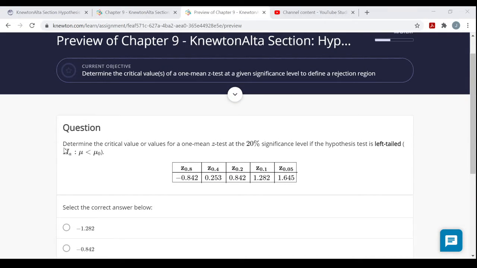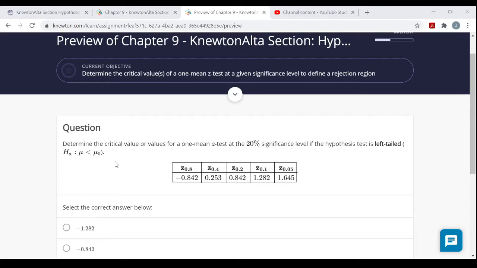Here we're asked to determine the critical value or values for a one mean z-test. Remember, if we're using z, that means that the population standard deviation, sigma, is known. But that doesn't bother us here. It's not going to affect us. We're just asked to find critical values at the 20% significance level if the hypothesis test is left-tailed.